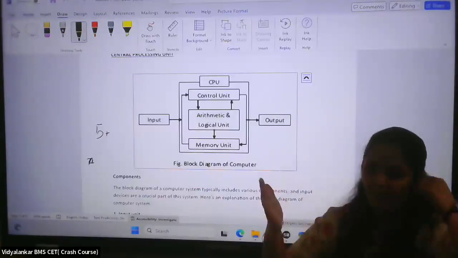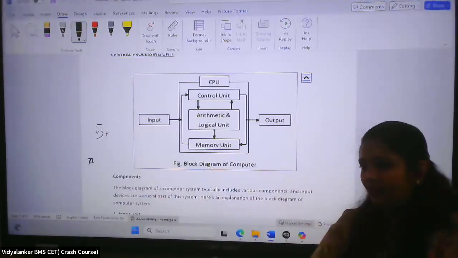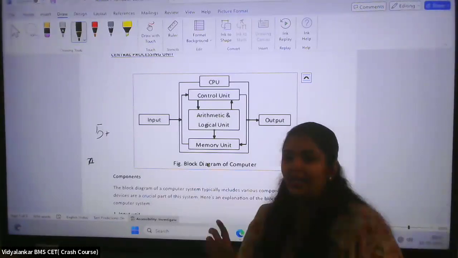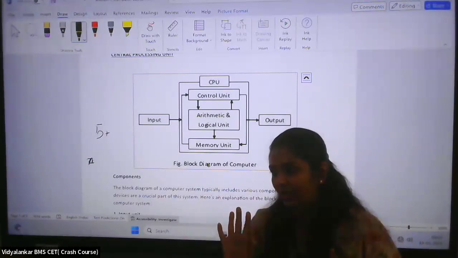Everything has a generation coming. Okay, like computers also, first generation, second generation करके it has come. Okay, so PROM means what? PROM says programmable ROM. ROM का full form you know, read only memory.